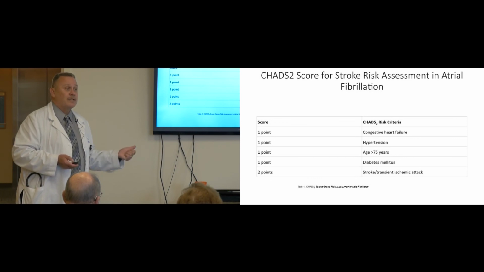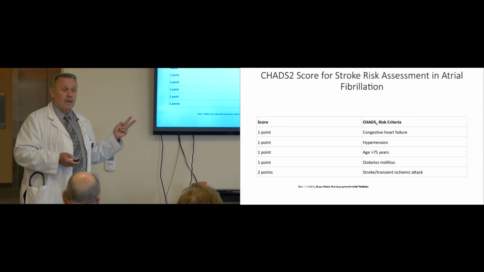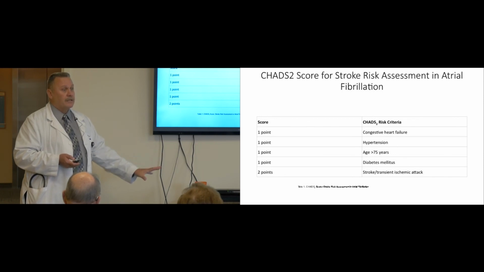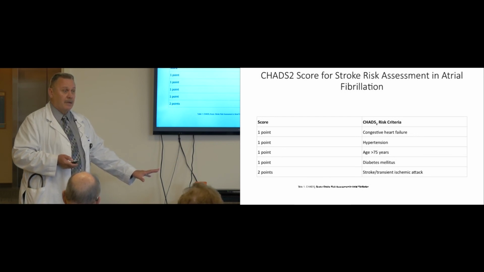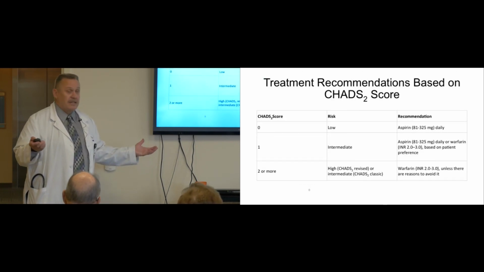Or stroke or prior TIA? There's 2 points for that. So then you figure out your risk, you add up your points, that'll give us an idea of what your risk of having a stroke with atrial fibrillation is. And if your CHADS VAS score is 0, then you might just use aspirin.